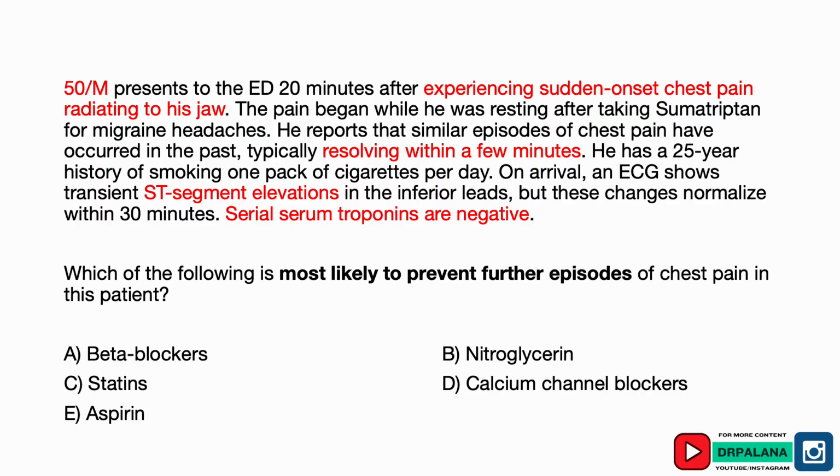Calcium channel blockers. This patient likely has vasospastic angina, also called Prinzmetal angina, which is characterized by transient episodes of chest pain at rest, often associated with ST segment elevations on ECG that resolve without causing permanent myocardial damage, as indicated by the negative troponin levels. Vasospastic angina is typically triggered by factors such as smoking and medications like sumatriptan, which can induce coronary artery vasospasms. Calcium channel blockers such as verapamil or diltiazem are effective in preventing these episodes by reducing coronary artery spasms.